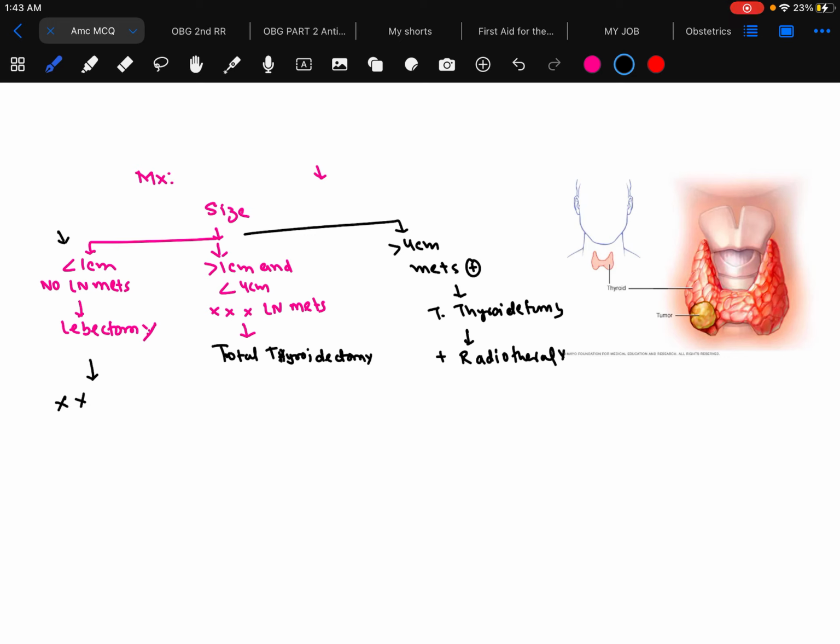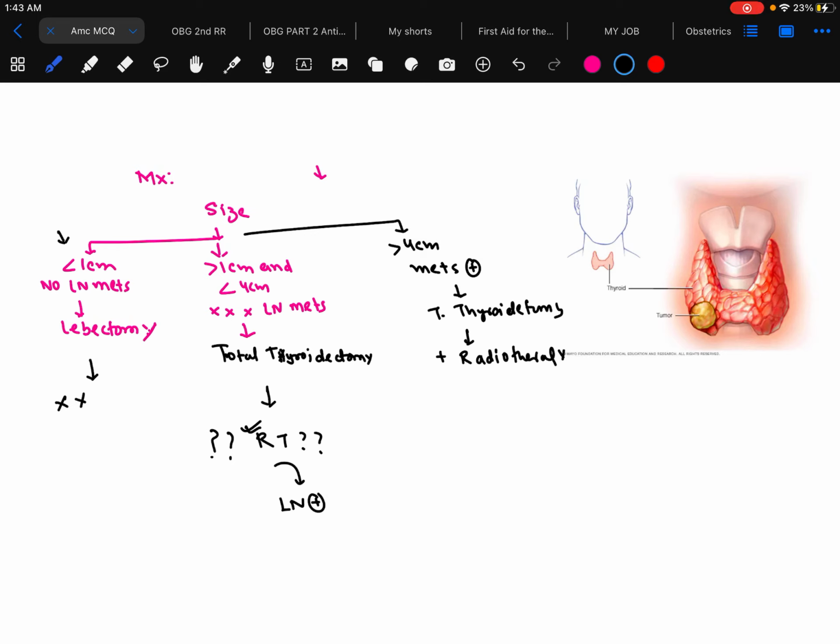But if the nodule is more than 1 centimeter but less than 4 centimeters, and there is no lymph node metastasis, and you went for total thyroidectomy, after that you will think, is there any indication for radiotherapy? The answer would be yes, if there is involvement of lymph node. If there is involvement of lymph node, you will go for radiotherapy. Other than that, you will not consider radiotherapy.